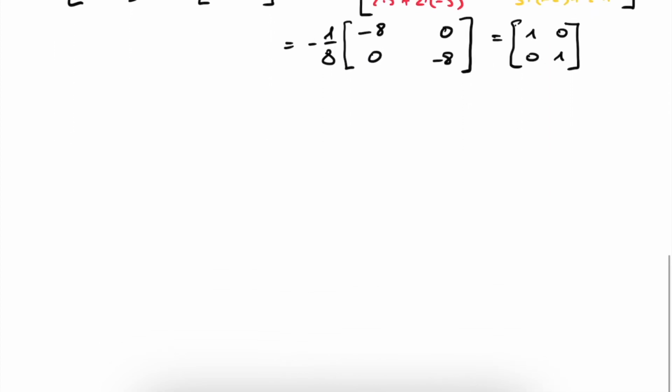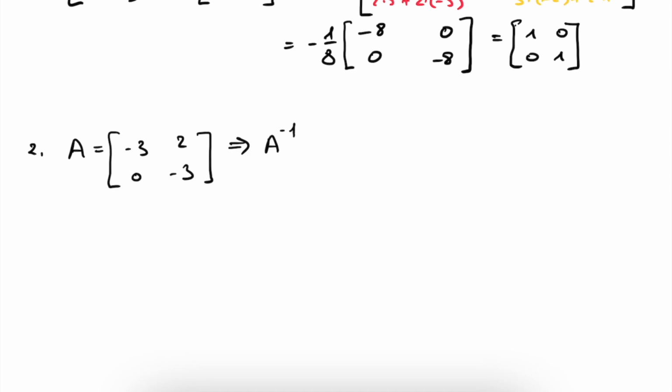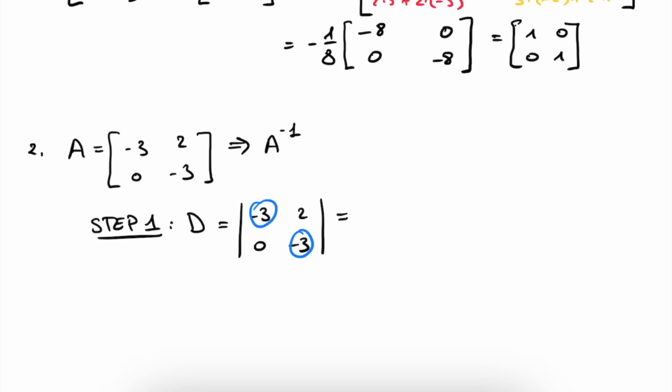Let's go to the next exercise, which is to find the inverse of the matrix minus 3, 2, 0, minus 3. So what is A to the power of minus 1? Again, the first step is quite straightforward. It's just calculating the determinant, which is the product of these two numbers minus the product of these two numbers. So we get minus 3 times minus 3 minus 0 times 2. And this is of course equal to 9.